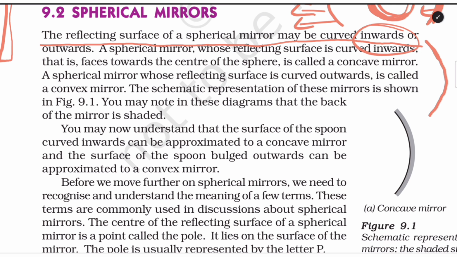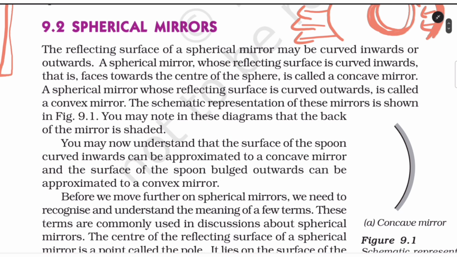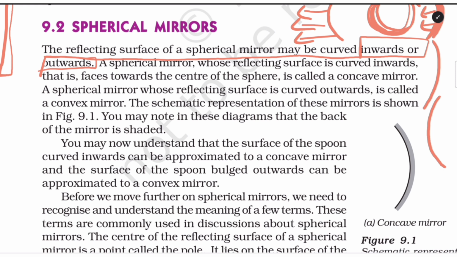We will see here. The reflecting surface of a spherical mirror may be curved inwards. This is important: inwards or outwards. Outwards means it will be like this. Inwards means it will be like this. A spherical mirror whose reflecting surface is curved inwards, that is, faces towards the center of the sphere, is called a concave mirror.